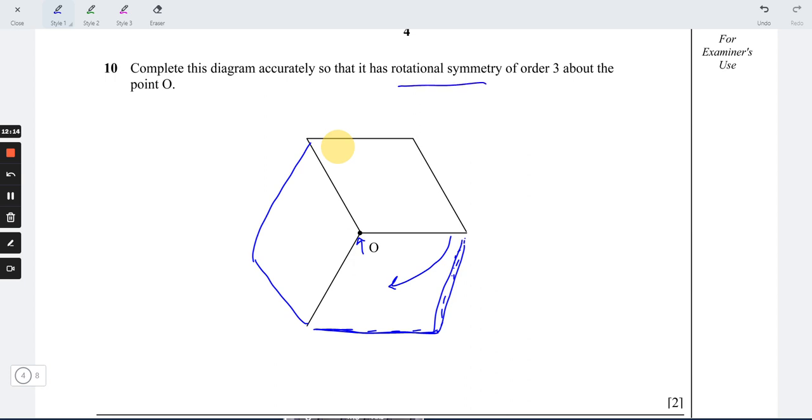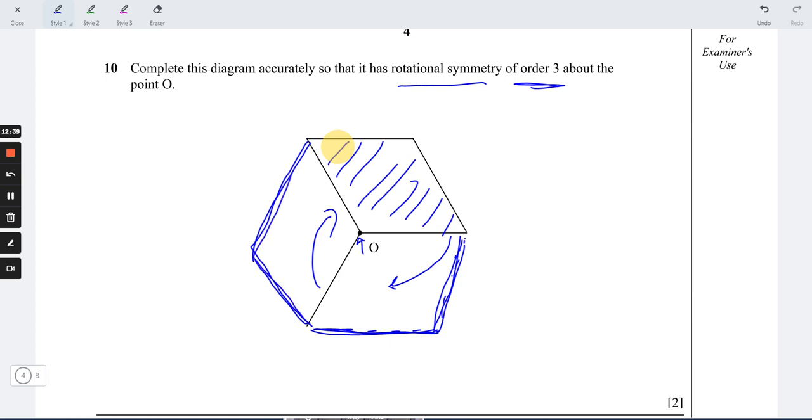So here we have rotational symmetry of order 3. If you rotate the surface, you will get it here. And then if you rotate it once more, you will get this surface. Then if you rotate it once more, you will get back to the same surface in here. So we have a rotational symmetry of order 3.